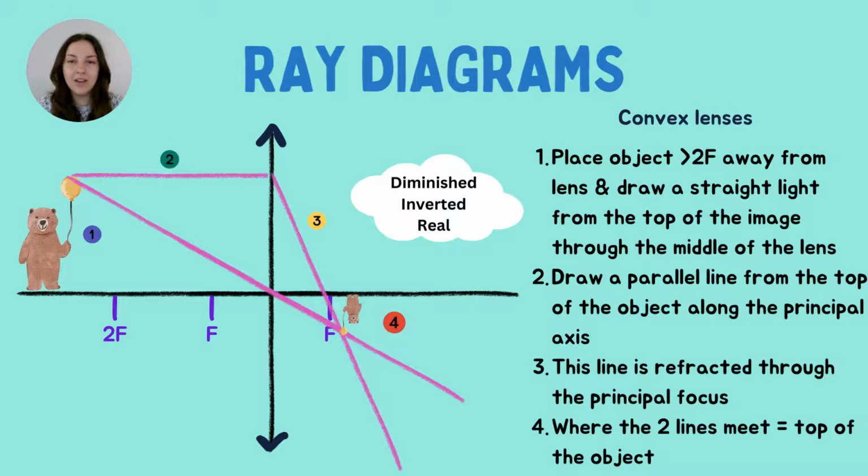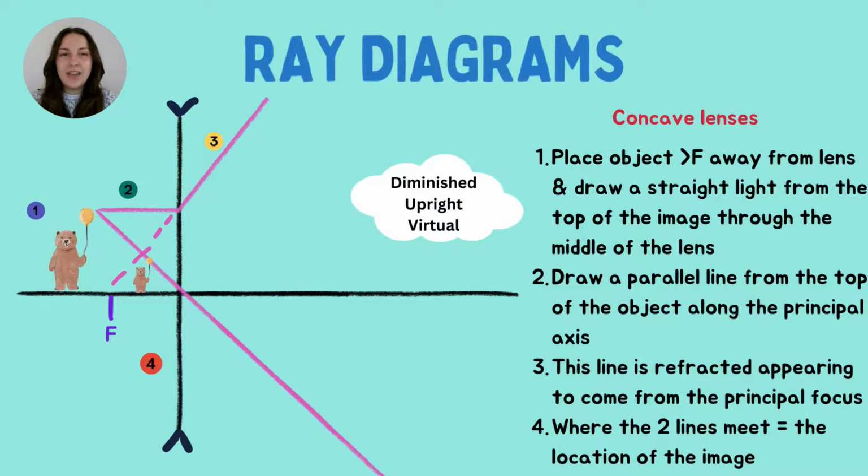As you can see, where that line crosses, we can draw the top of our image, and that's what we see here. So it's still diminished, it's still inverted, and it is real, of course, as well. But let's have a look at how this changes if we change the type of lens. So let's use a concave lens this time to see how the image changes.